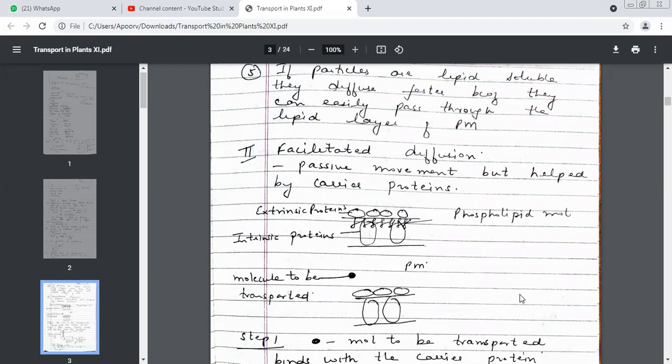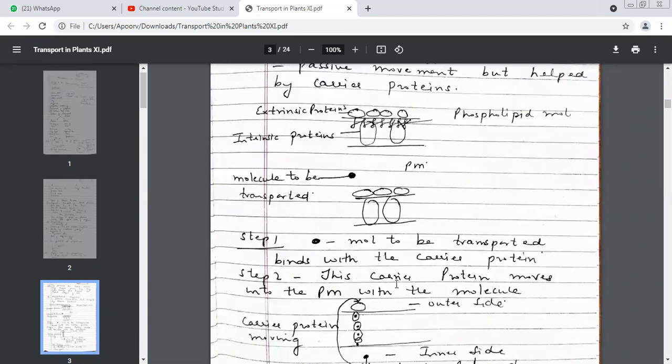Extrinsic. Okay, it will bind with the extrinsic protein. Then what will the extrinsic protein do? It will move into the plasma membrane and release the molecule. Yes, very good. This was your step 1.